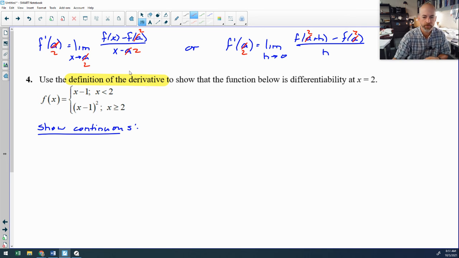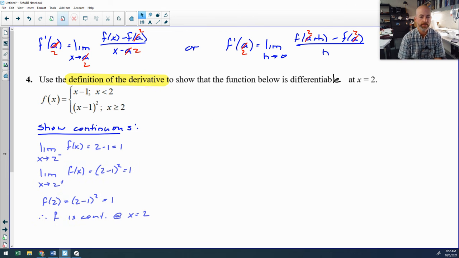And I just noticed the typo here. Use the definition of a derivative to show that the function below is differentiable. So I need to adjust that. And actually, the way this is worded, it's not a question of whether or not this is differentiable. They tell you it's differentiable. We just have to show that this is differentiable. So I actually will end up using these limits. But first, we're going to show continuity.